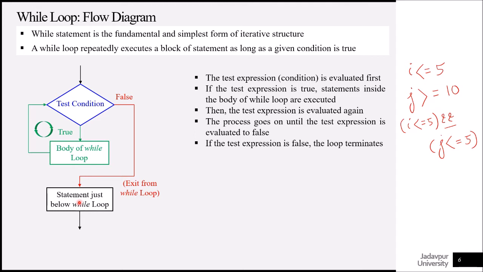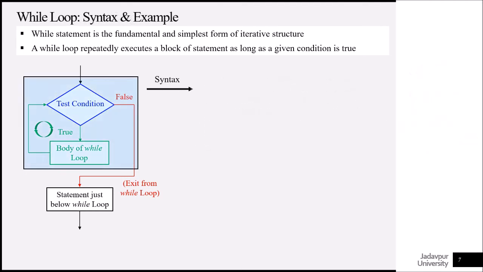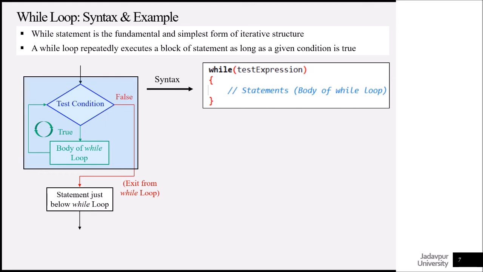It goes right here. So that is the logical explanation of how a while loop operates. Let's see now how it can be written in C syntactically. So here is the syntax of the while loop.